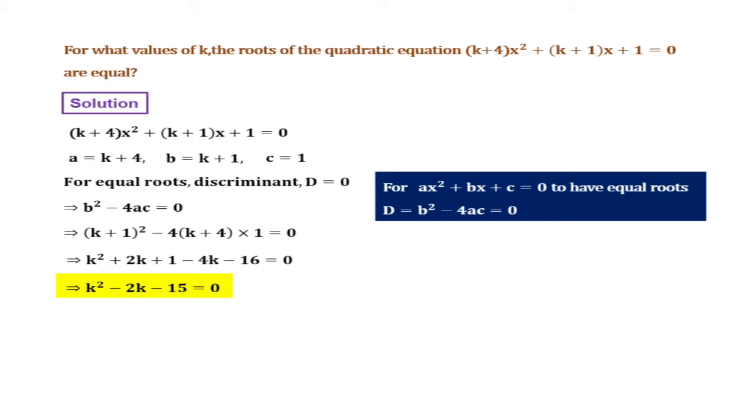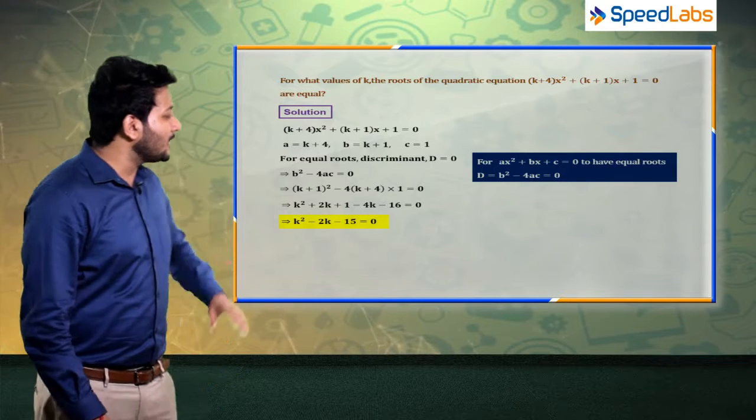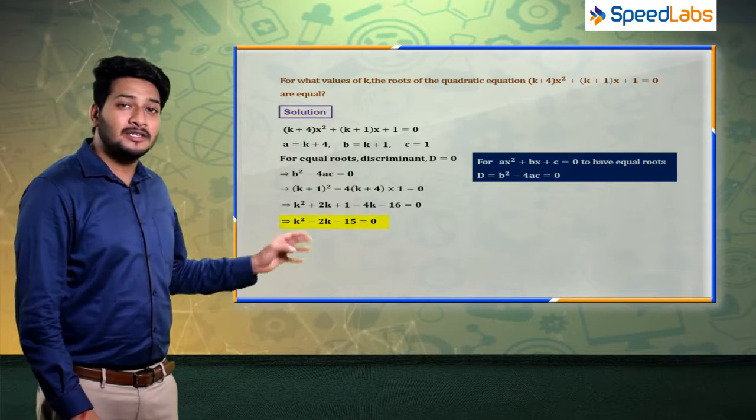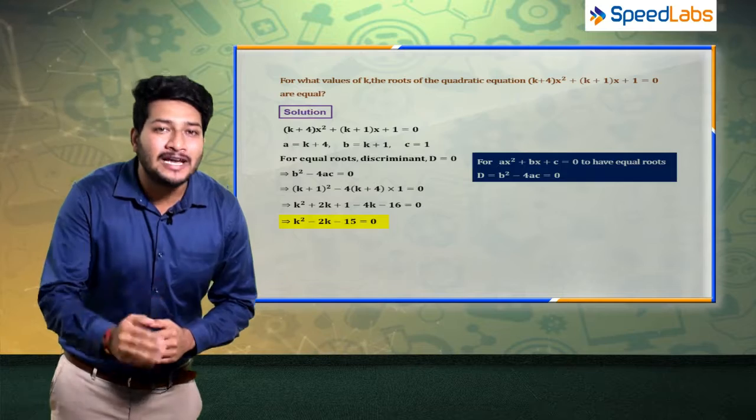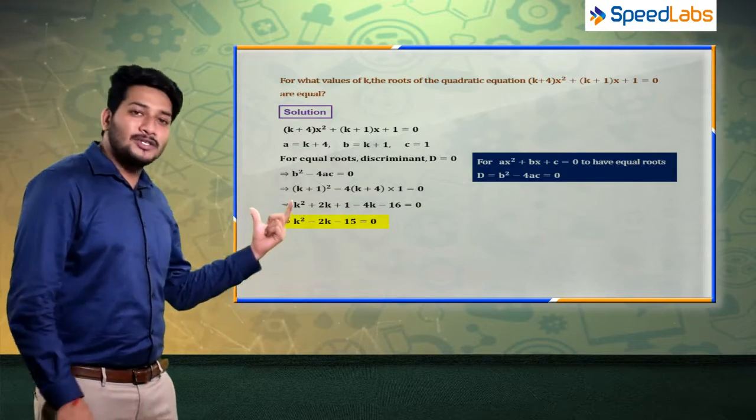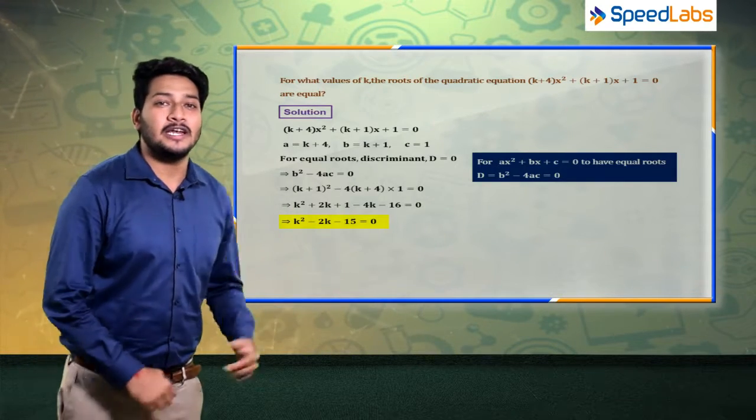और डिस्क्रिमिनेंट को अपने को क्या करना है, 0, बिकॉज आपके रूट जो हैं गिवन इक्वेशन के वो इक्वल हैं. सो लेट्स डू दिस स्टेप. तो k स्क्वायर माइनस 2k माइनस 15 क्या हो गया, 0. सो बेसिकली अब k की वैल्यू फाइंड आउट करने के लिए आपको इस क्वाड्रेटिक इक्वेशन को सॉल्व करना पड़ेगा.